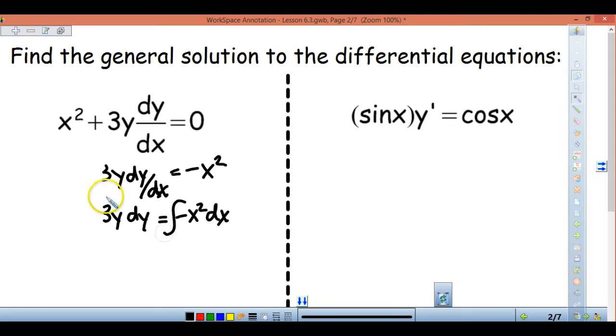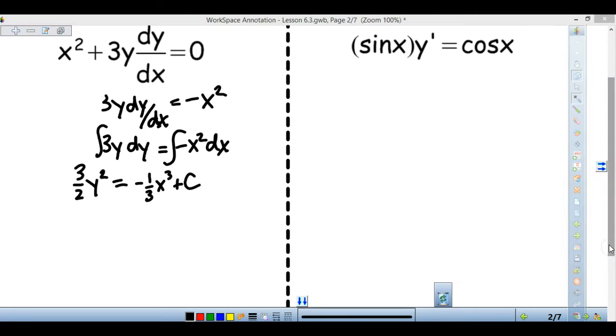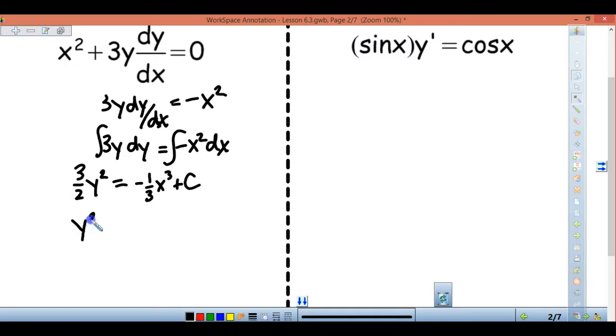Now we want to take the antiderivative of each side. So 3/2 y squared, and then negative 1/3 x cubed plus c. All right, so if we want to go ahead and solve for y equals, we multiply both sides by 2/3. So negative 2/9 x cubed. This is not the same constant because I multiplied both sides by 2/3, but it is still just a constant, so I'm just going to leave it as plus c.